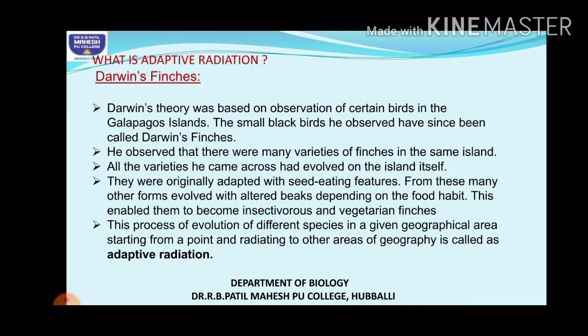Originally it was the seed eating birds, then later on they developed their beaks for eating fruits, nuts, then some became vegetarian finches, some were insectivorous finches. So like this, what is this? It is adaptive. To adapt to the environment, one finch radiated, so it is a good example for divergent evolution. This is the best example you can quote.